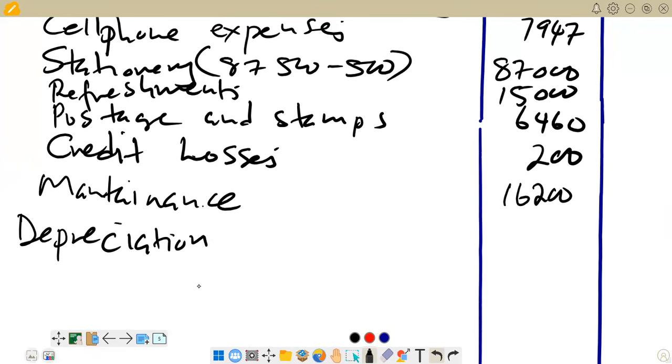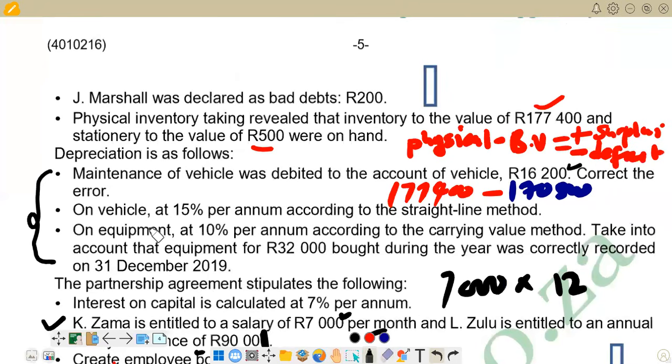On the depreciation part, we are told that this 16,200, we are supposed to remove it from the figure of vehicles. And then the calculation of vehicles is 15% per annum according to the straight line method. Remember, for the straight line method, the formula is percentage times cost, as simple as that. But the cost now is not the actual figure, because there's a 16,200 which is inside the cost of vehicles that we have to remove first. Then we say 15% of the net figure that we have got there.